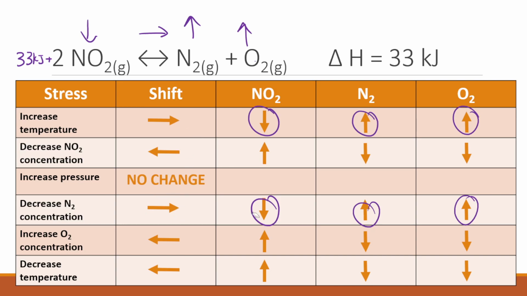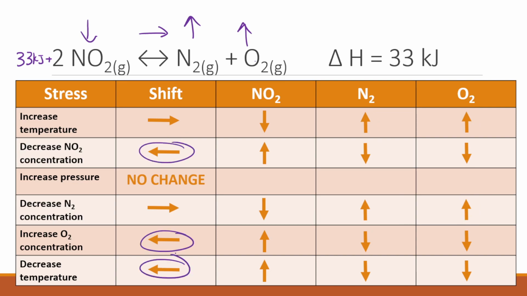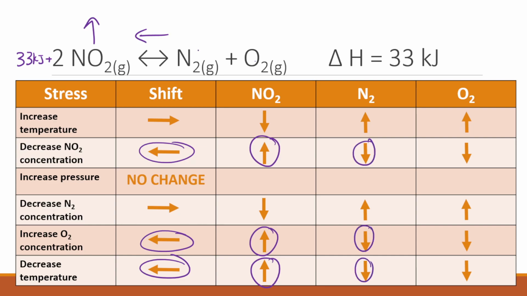If we look at the other three shifts, all of those are shifts to the left side. If we shift to the left, we are increasing each of our things on the left, and we are decreasing each of the things on the right. For the same set of reasons, right? We are making the reverse reaction faster. That means we are using up N2 and O2 faster than we create it. We are creating NO2 faster than it breaks down.